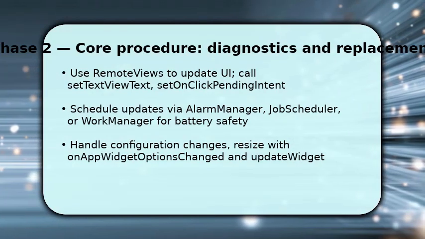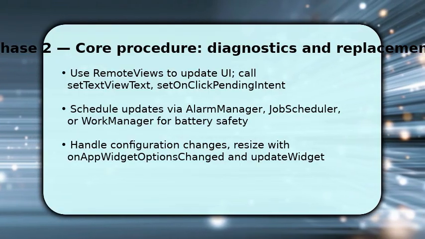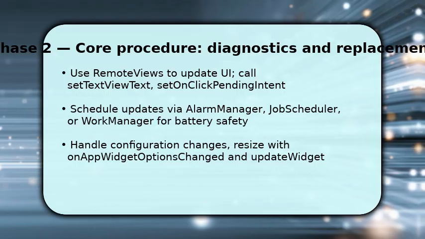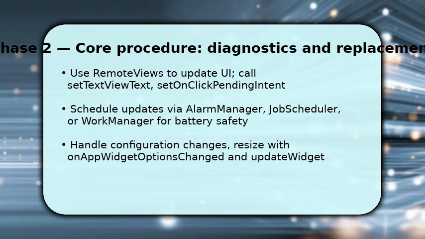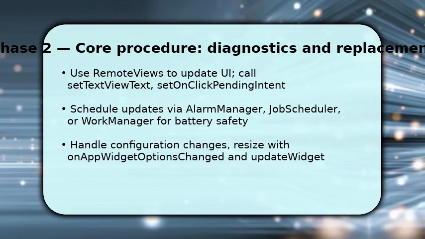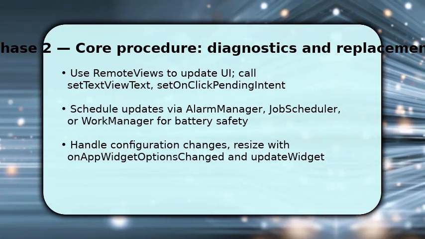You now implement the widget's behavior and link the layout to code. Instantiate remote views and update the view hierarchy using methods like setTextViewText and setOnClickPendingIntent. For periodic work, choose WorkManager or JobScheduler over frequent alarms. This preserves battery and adheres to Doze.